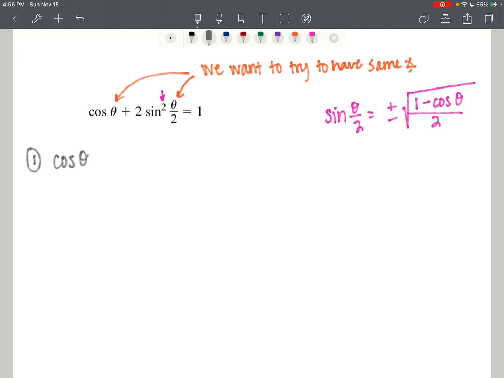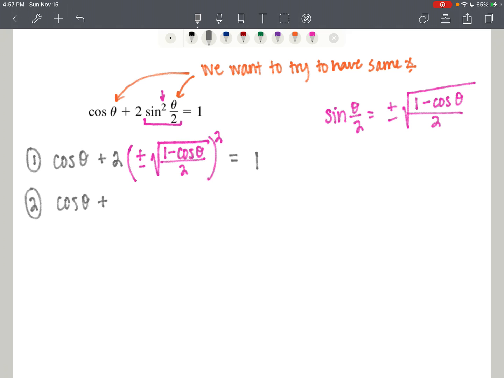Cosine of theta is going to stay put just for now. And then I have plus 2 times, and in place of sine squared of theta over 2, we're going to have plus or minus the square root of 1 minus cosine of theta over 2, and then we're going to square that from the square that's right there. And then that is equal to 1. So we have our left-hand side and our right-hand side. Let's continue to work with this left-hand side.